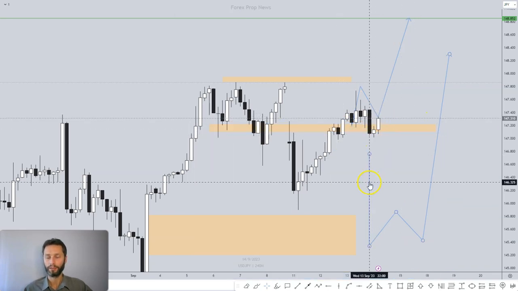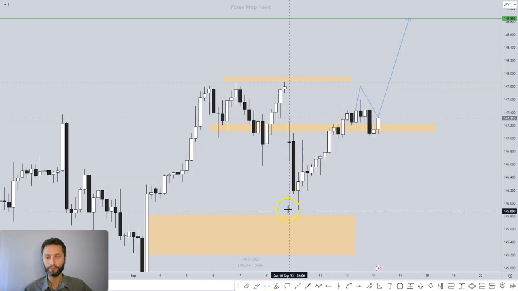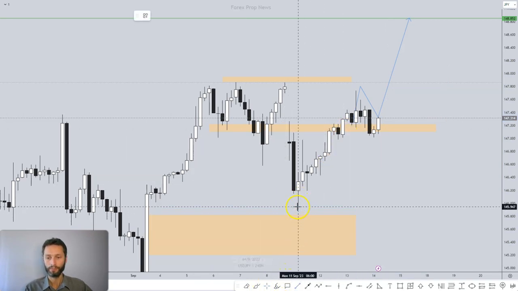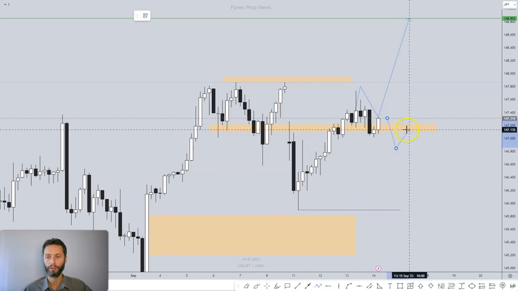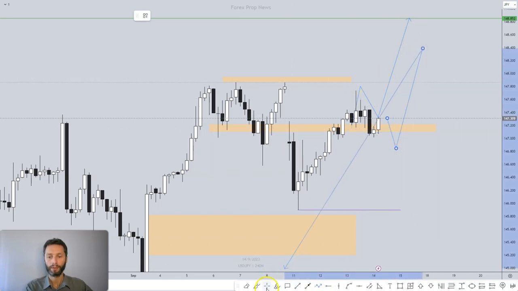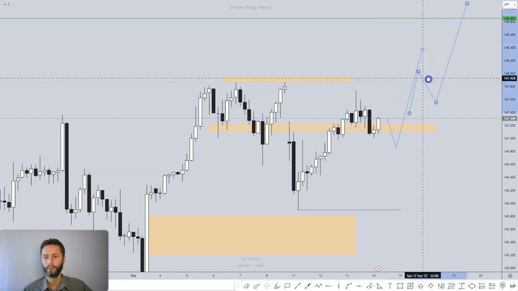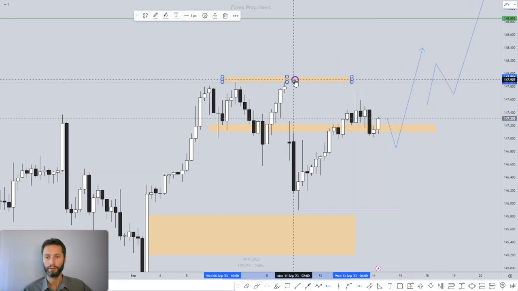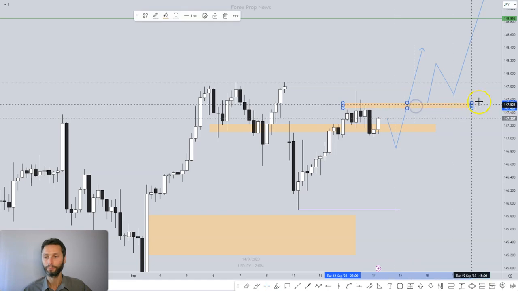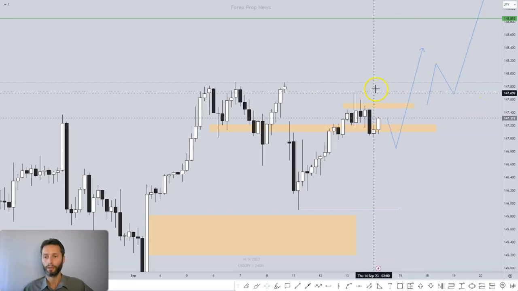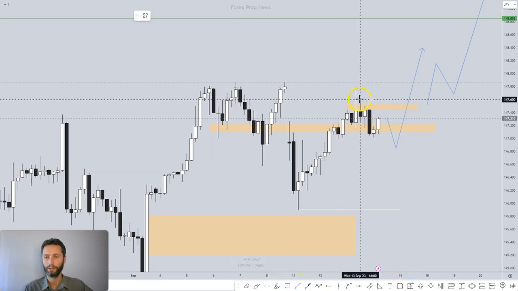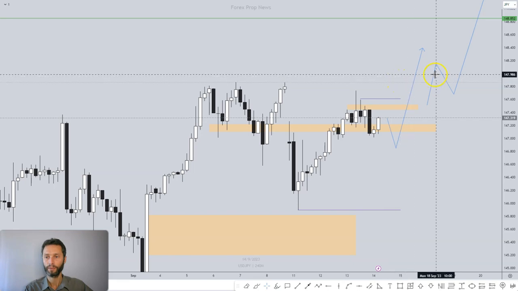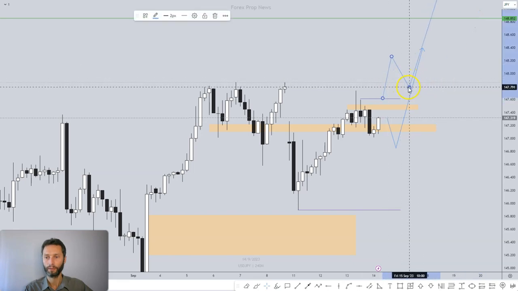Let's see if we do get, let's remove this, no longer valid. So this is the low, the reference low. Let's see if we do get another perhaps spike lower or not, I don't know, and then move higher. And if we don't, the alternative would be now this level. Okay, so this would be the other possible scenario, break of this high here, and then heading higher.